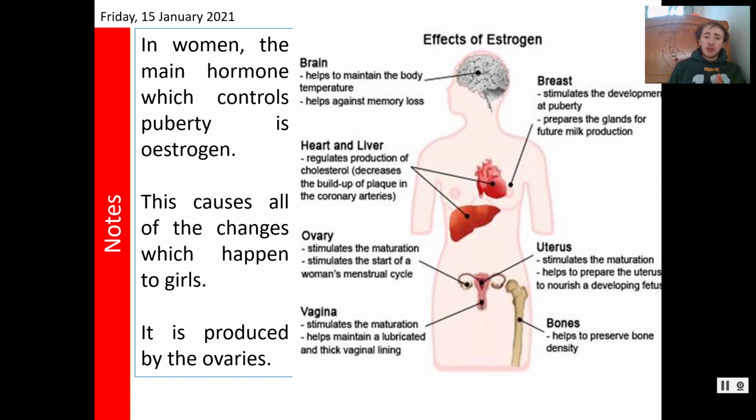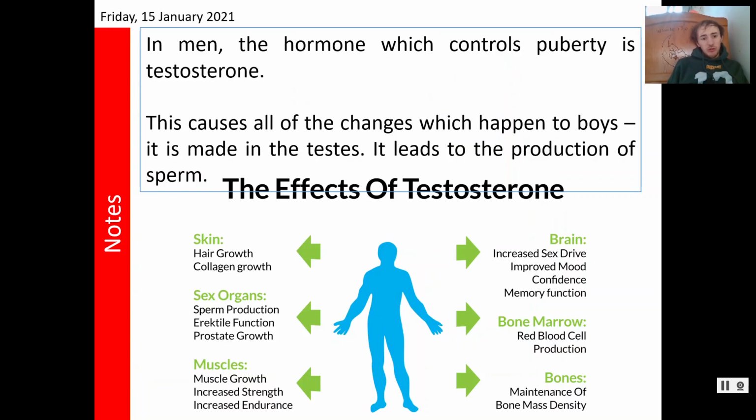You do not need to copy all of that down, nor do you need to know the vast majority of it. But it does have enormous numbers of uses. So get down those notes if you haven't already. Now, the male hormone is testosterone. And again, you can see some effects down here, mostly to do with puberty, some not, mostly.